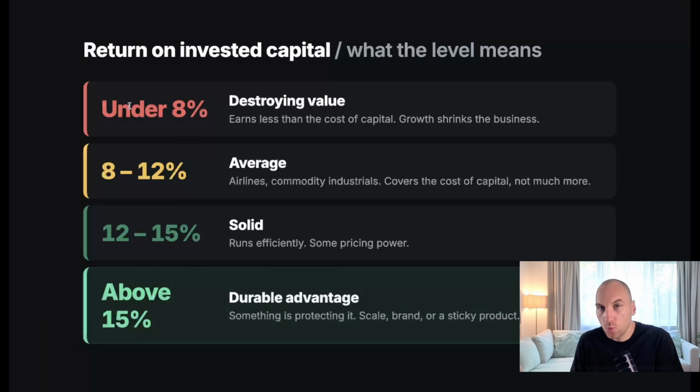Above 15 is where you find the durable advantage. Something is protecting this company from competitors, and it's usually scale, a strong brand, network effects, or a sticky product customers don't want to replace. If a company holds above 15% for 5 years or more, that protection is probably real. And if the number looks too high to be true, go back and check it. Usually, that's one of the businesses the metric doesn't fit.